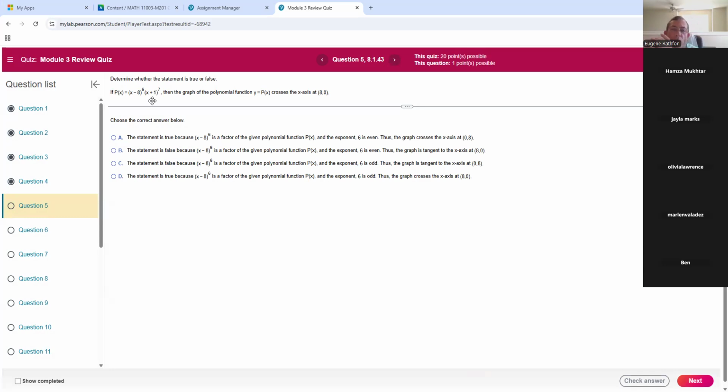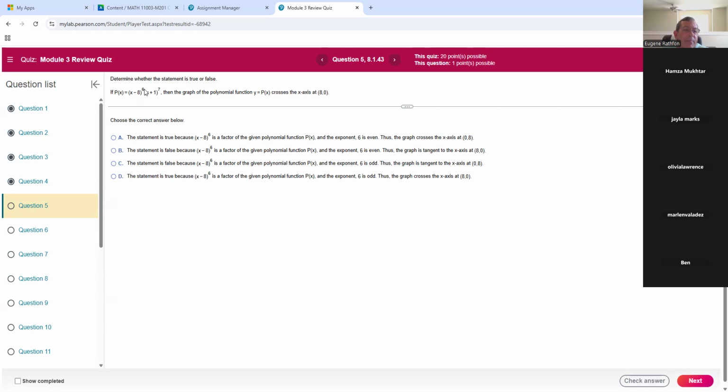Alrighty, so this is the one where we said we're going to look at the exponents of the factors. So the x minus 8 has a 6, the x plus 1 has a 7. If the factor has an even exponent, it would be tangent to the x-axis. If the factor has an odd exponent, it crosses right through that x-axis. So they are saying that this polynomial crosses the x-axis at 8, 0. So we got to look at which factor the 8 would come from. And y'all, that's the x minus 8.